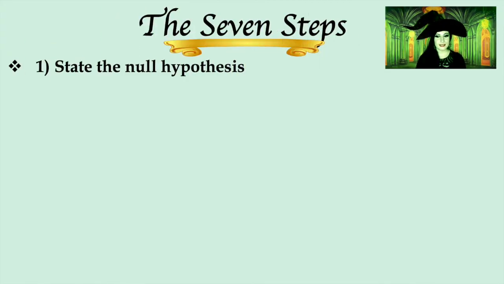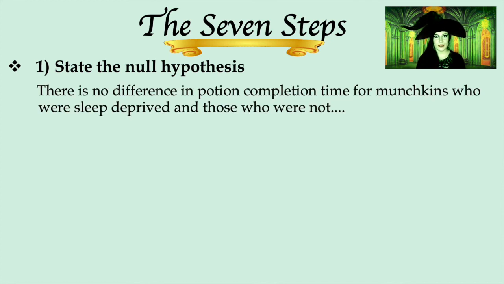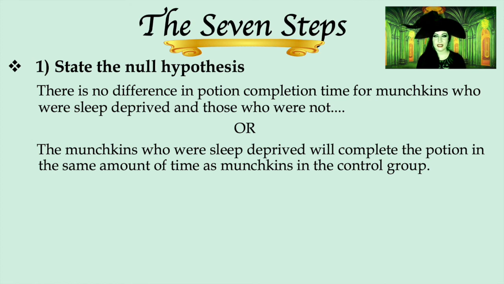Step 1, state the null hypothesis. Well, we know that the null hypothesis means that there are no differences between the groups. So in other words, there is no difference in potion completion time for the munchkins who were sleep deprived and those who were not. Or another way you could say this is that the munchkins who were not sleep deprived completed the potion in the same amount of time as the munchkins in the control group.